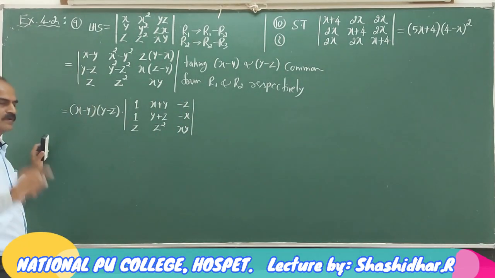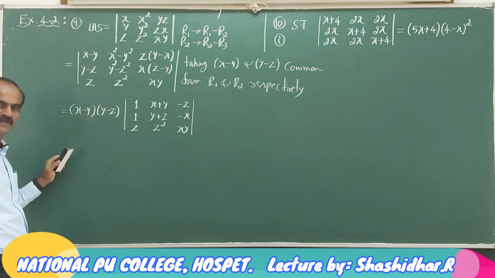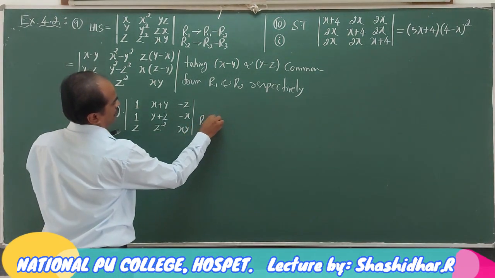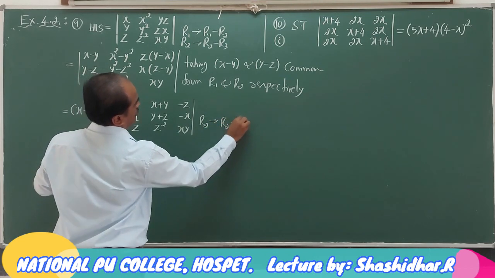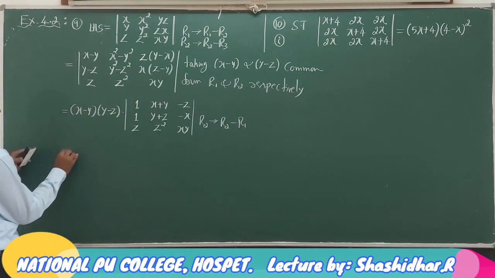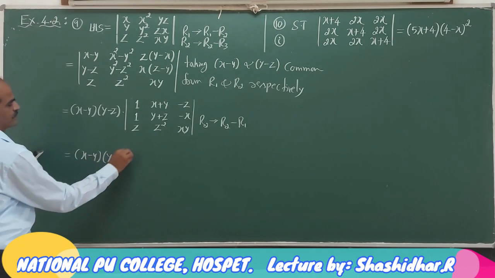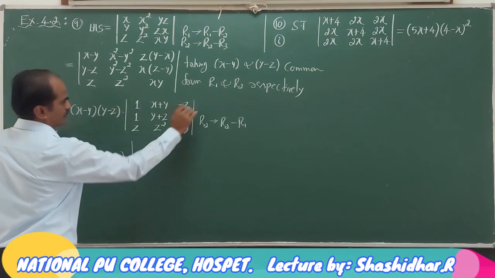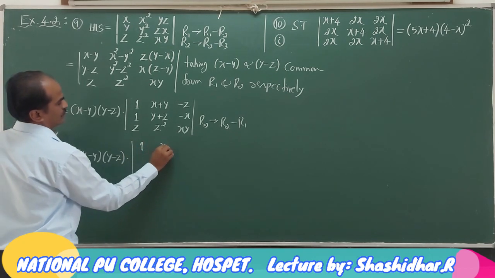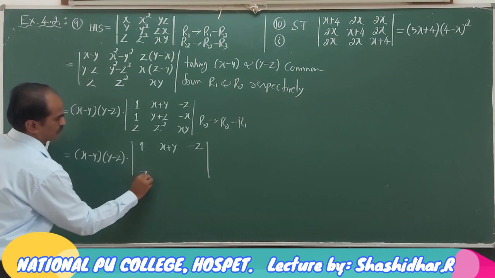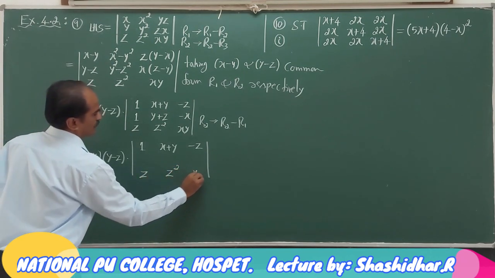Now plan for one more factor, that is z minus x. How I can get it? I write R2 changes to R2 minus R1. It is x minus y, y minus z into, we are not changing the first row, 1 x plus y minus z. Not changing the third row, write them as it is, z square xy.